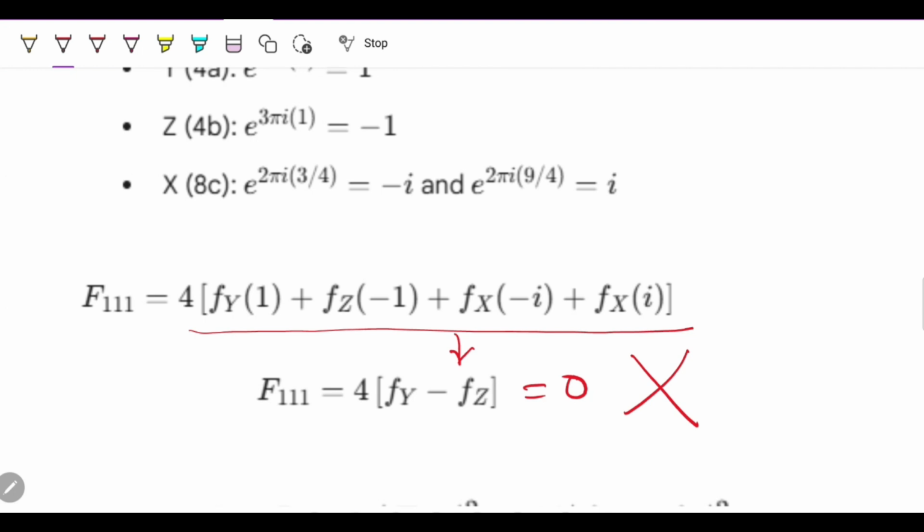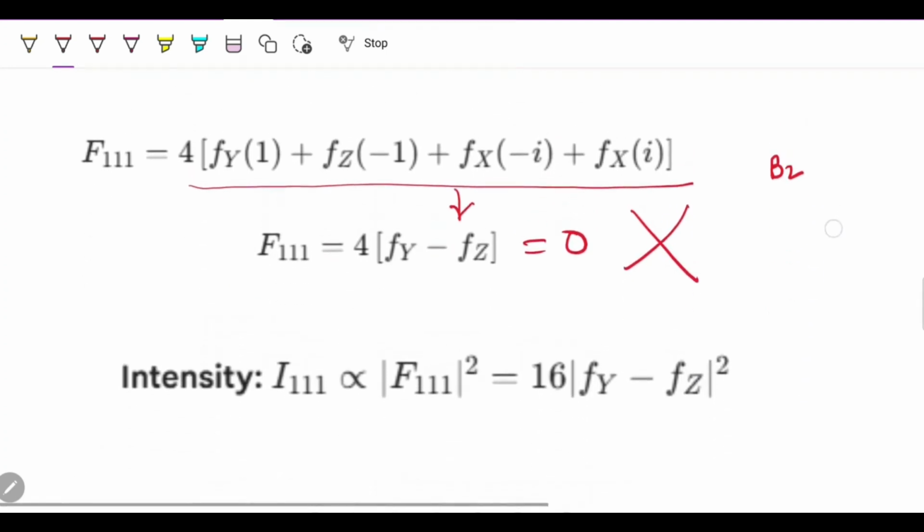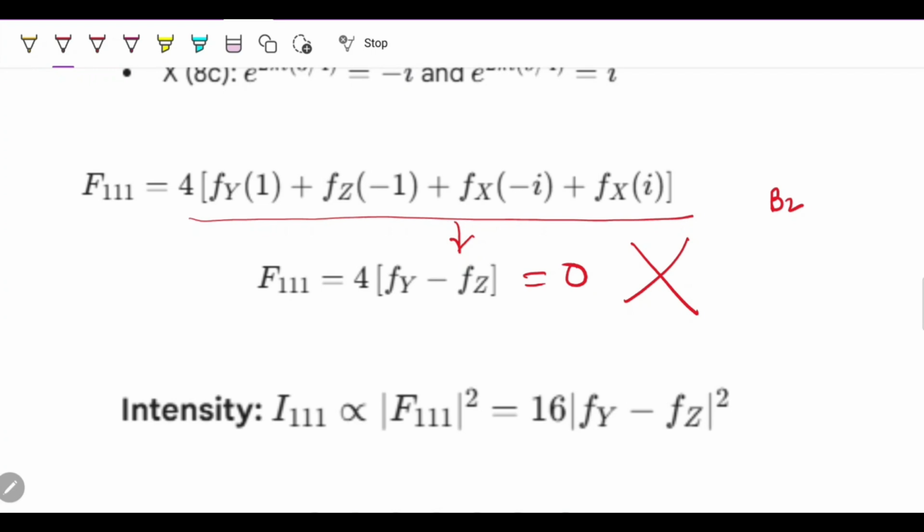So these actually will give you different kinds of disorder. For example, if the 200 is not appearing, it will give you B2 type disorder. If the 200 and 111 both are not appearing, it will give you the A2 disorder. So basically, these peaks are only present when you have the atomic ordering.